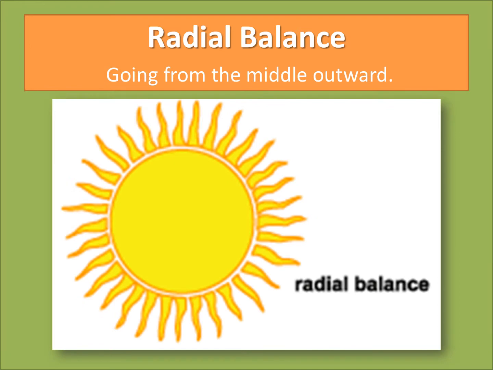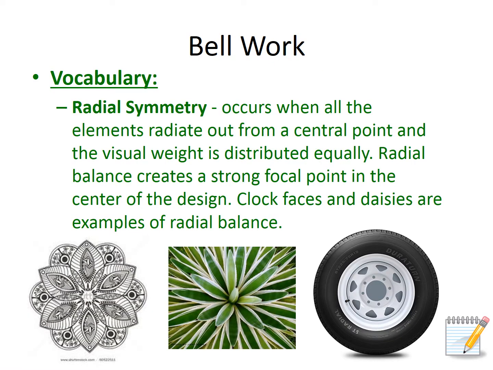And the last kind of balance we're going to be talking about today is radial balance, going from the middle outward. Take a minute to pause this video so you can write this vocabulary word down in your sketchbook. Radial symmetry occurs when all the elements radiate out from a central point and the visual weight is distributed equally. Radial balance creates a strong focal point in the center of the design. Clock faces and daisies are examples of radial balance.